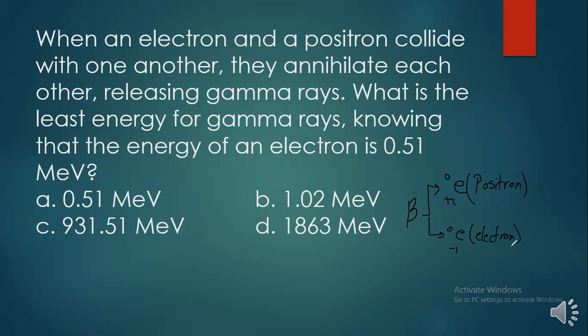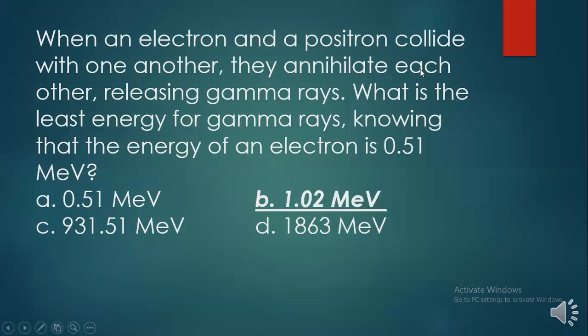What is the difference between them? Actually, the only difference between them is the charge. A positron is a particle that has exactly the same mass as an electron, but it is positively charged. So if both of them collided with each other, and each one of them is carrying energy of 0.51 million electron volts, in this case, the gamma rays coming out is the sum of both of them together, which gives us 1.02 million electron volts. So here, the answer is B.